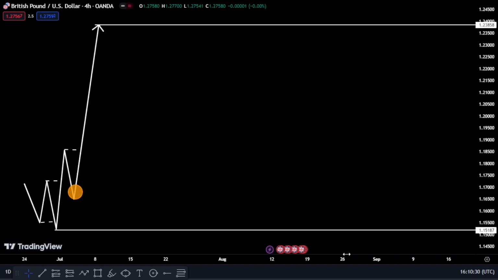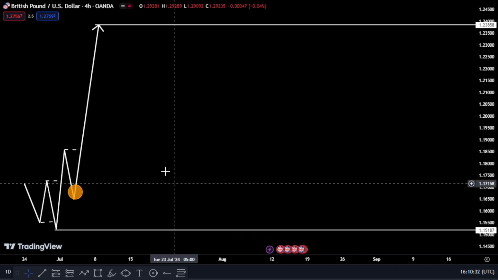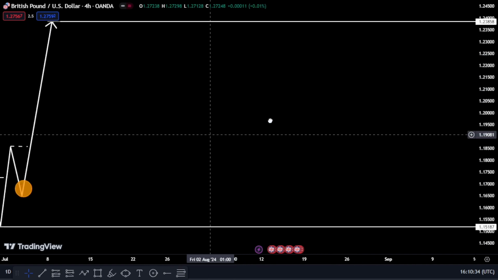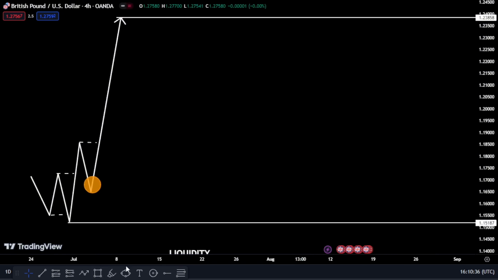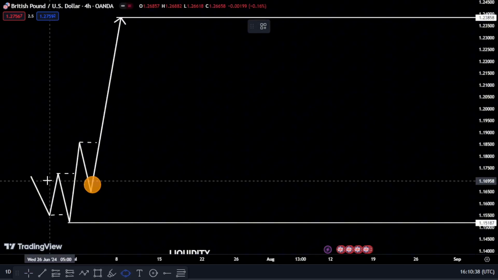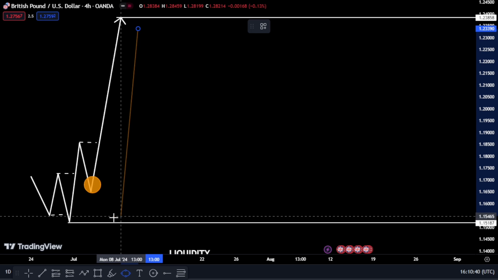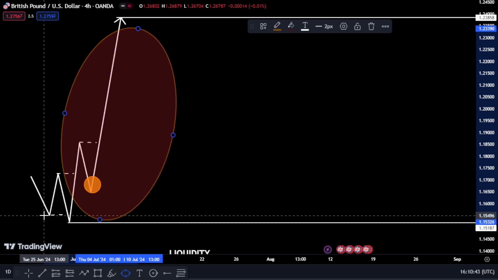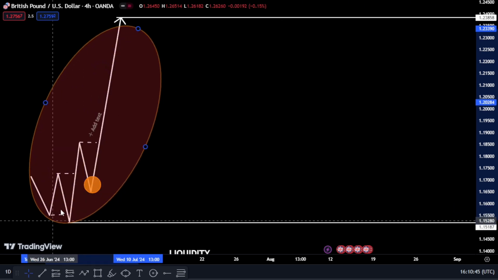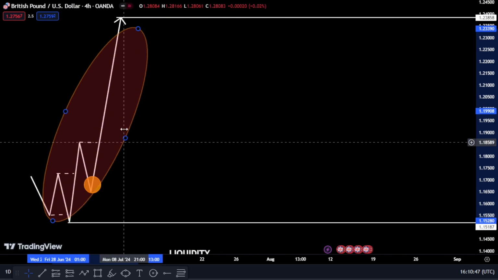So the first thing you want to do is identify the structure of the market, which is the 4 hours. From the 4 hours time frame, you identify the structure of the market. Is it a bullish market? Is the market in a trending phase? If you're able to spot stuff like this, that means the market is in a trending phase.